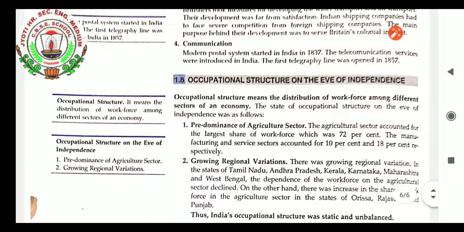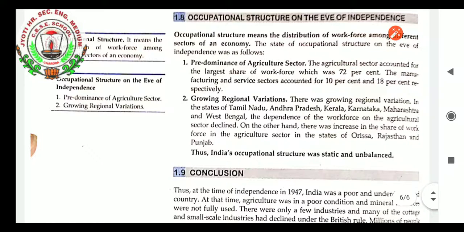Occupational structure on the eve of independence. When we come to the occupational structure on the eve of independence, it will help us to know what the other occupations were besides agriculture and the industry set up in our country, in which people could engage. Occupational structure means the distribution of the workforce among different sectors of an economy. The state of occupational structure on the eve of independence was as follows. Let us see. This point itself will clear it for us. Predominance of the agricultural sector, we already learned.